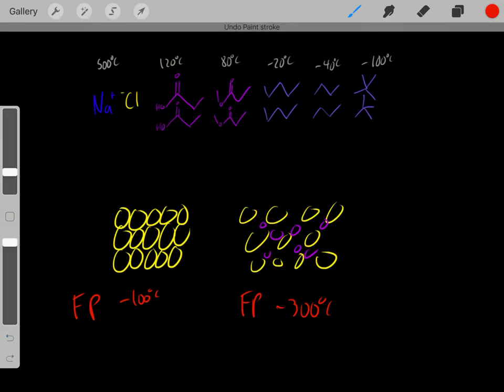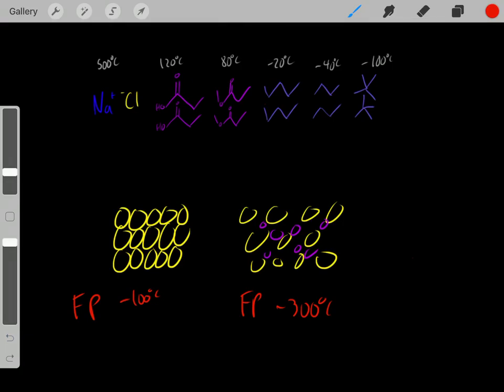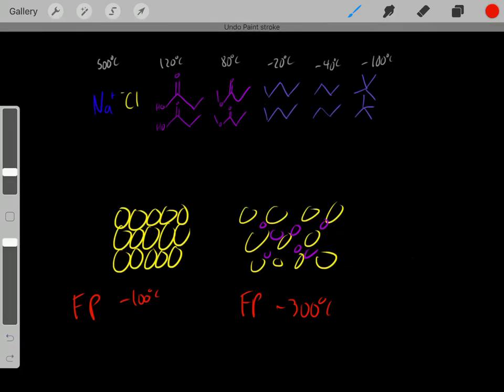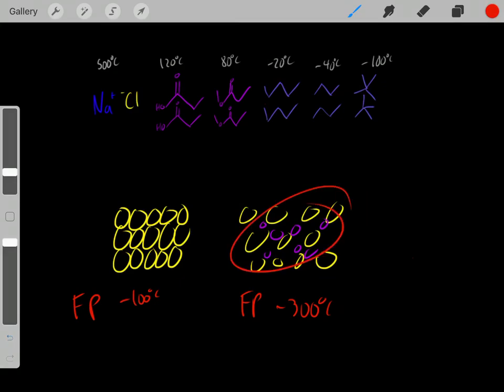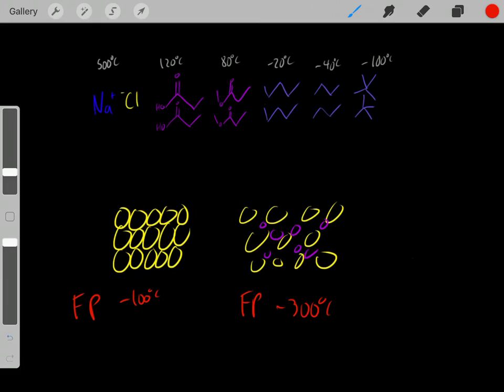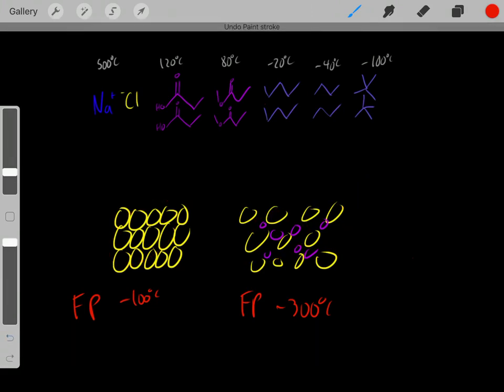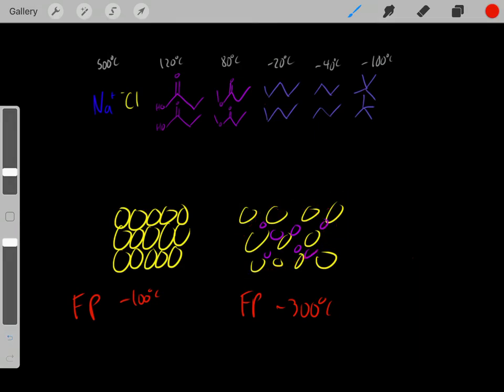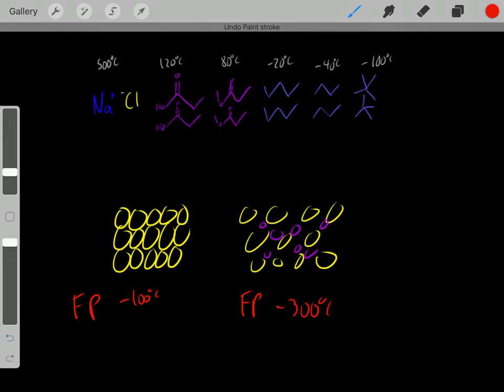So if we want this to freeze, it's harder. We have to make it even more cold, so it has an even lower freezing point. It's even harder to freeze because these impurities act as an obstacle, so it's harder for it to form these organized structures. So in order for this to freeze, we have a lower freezing point. It really has to be cold for this to freeze.